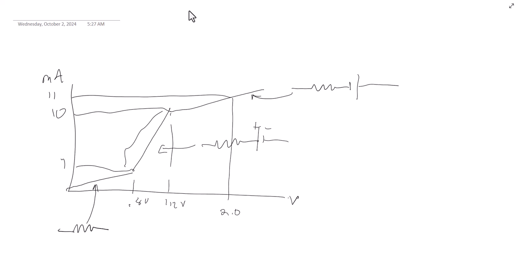So for this first segment, we just need to figure out what the resistance is. That would be 0.8 volts over 1 milliamp, or 0.8 over 0.001, which equals 800 ohms.